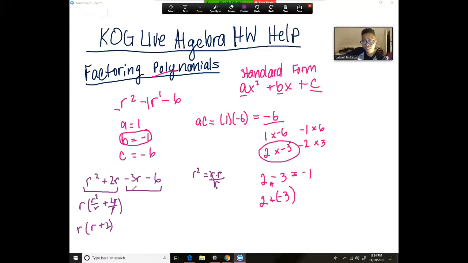If we look at the next group, we have -3r minus 6. So we're factoring out what they have in common. 3 is a factor of 6, and -3 is a factor of -6. So these two have negative -3, and then -6 divided by -3.